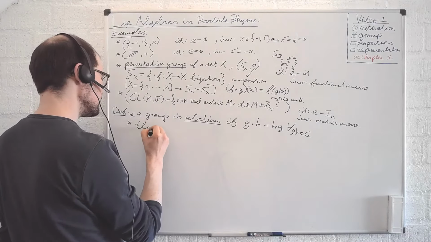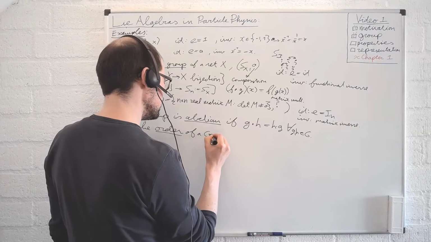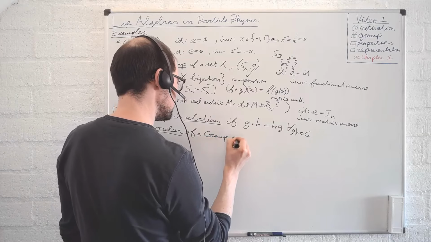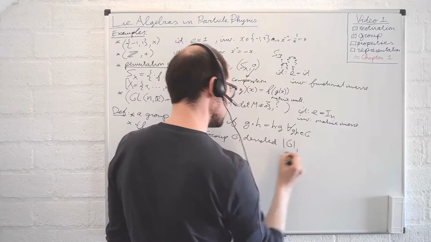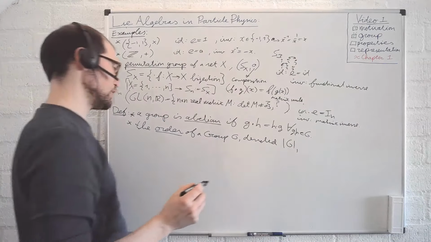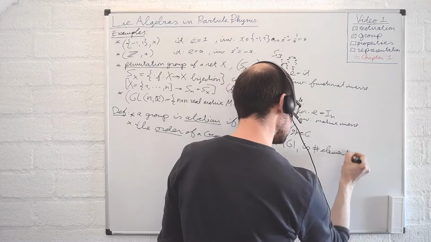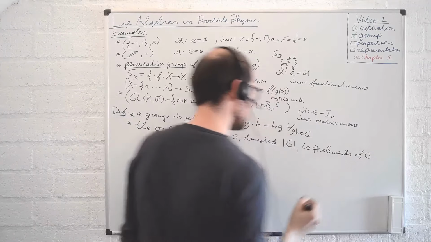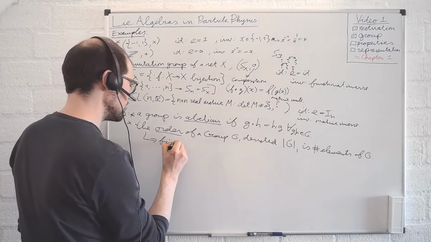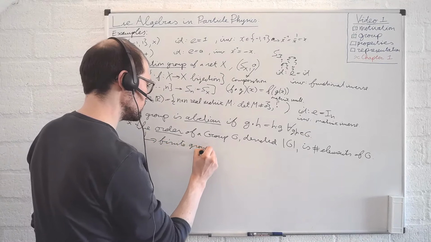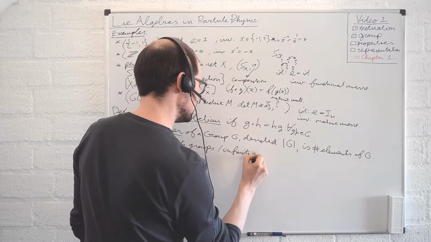Okay, here's another definition. The order of a group G, denoted by the absolute value signs around G, is just the number of elements of the set. So in particular we can have a distinction between finite groups and infinite groups.